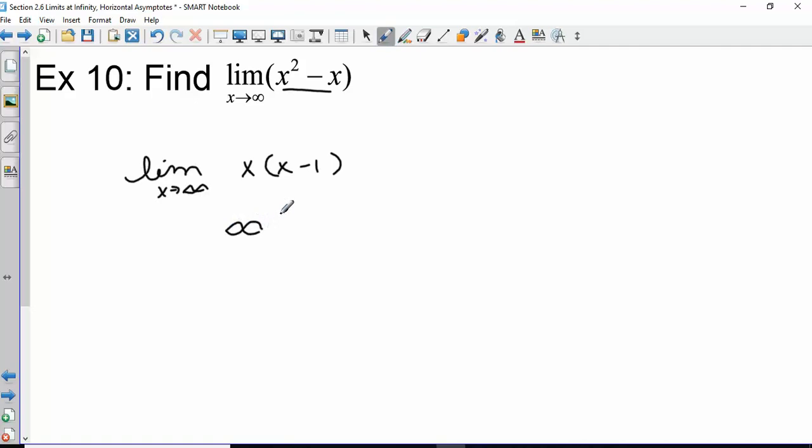If you plugged in now, this is infinity times, what happens if you take a really huge number and you subtract 1? It's a little smaller, but if I have like 10 billion minus 1, does that minus 1 really change it much? No. So we're really ending with a really big number times a really big number. So my answer is a really big number. Even though we couldn't look at infinity squared minus infinity and know what happens, if we factor it, infinity minus a number doesn't change it much. So we're just multiplying two really big positive numbers, so we get a really big positive number.